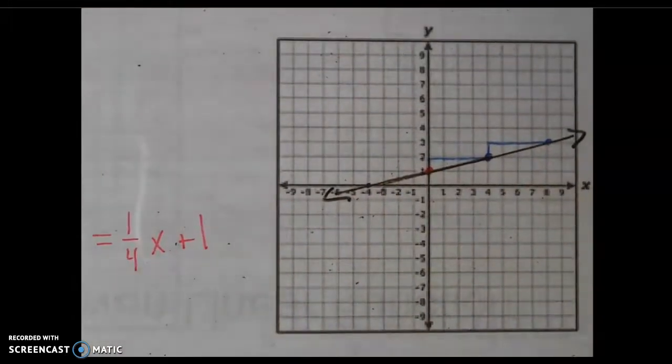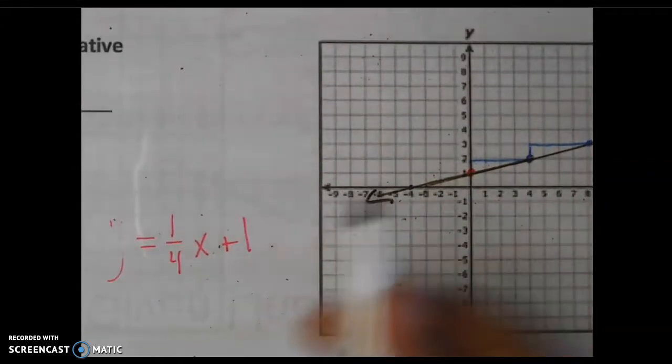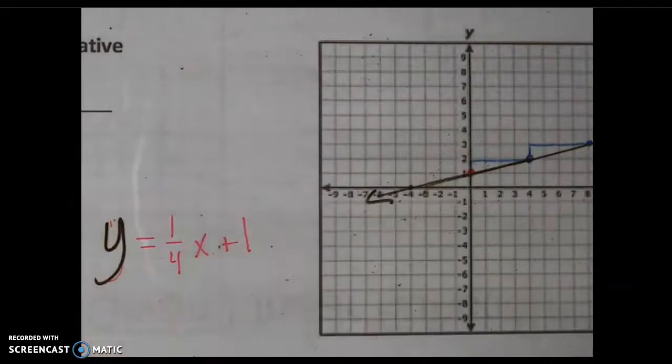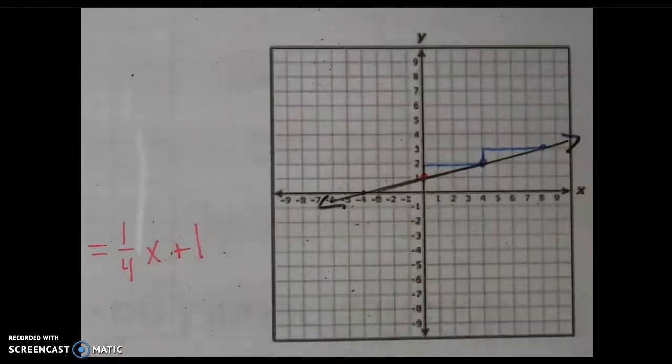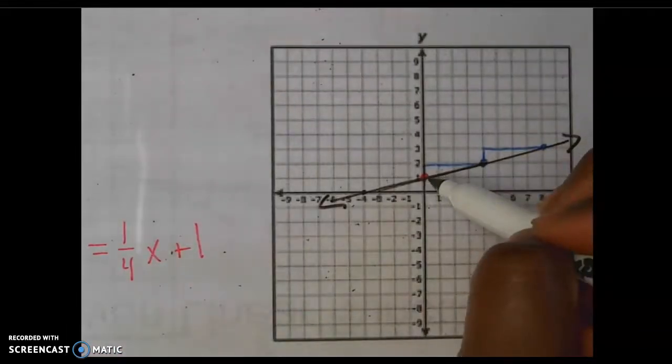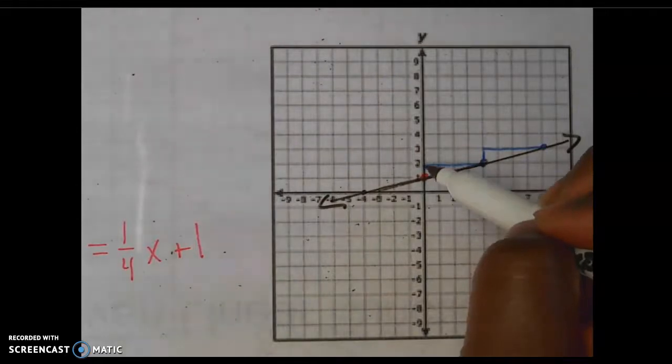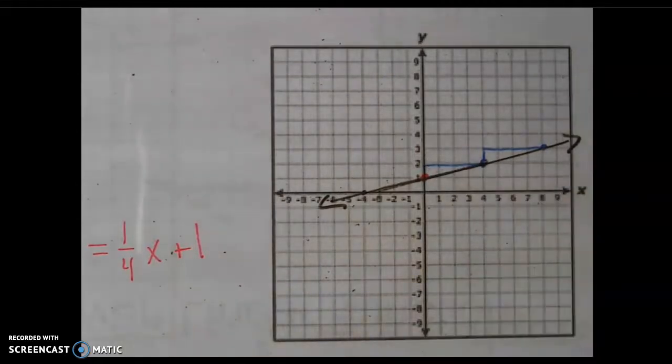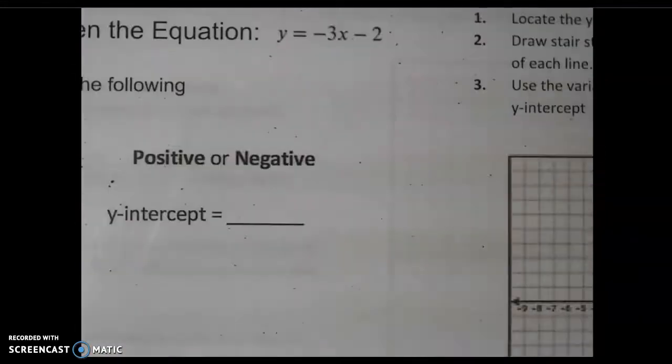So now you know how to draw a line given an equation. Our equation was y equals 1/4 x plus 1. We start with our y-intercept, and then you proceed with your rise over run. Now, let's take a look at example 2.